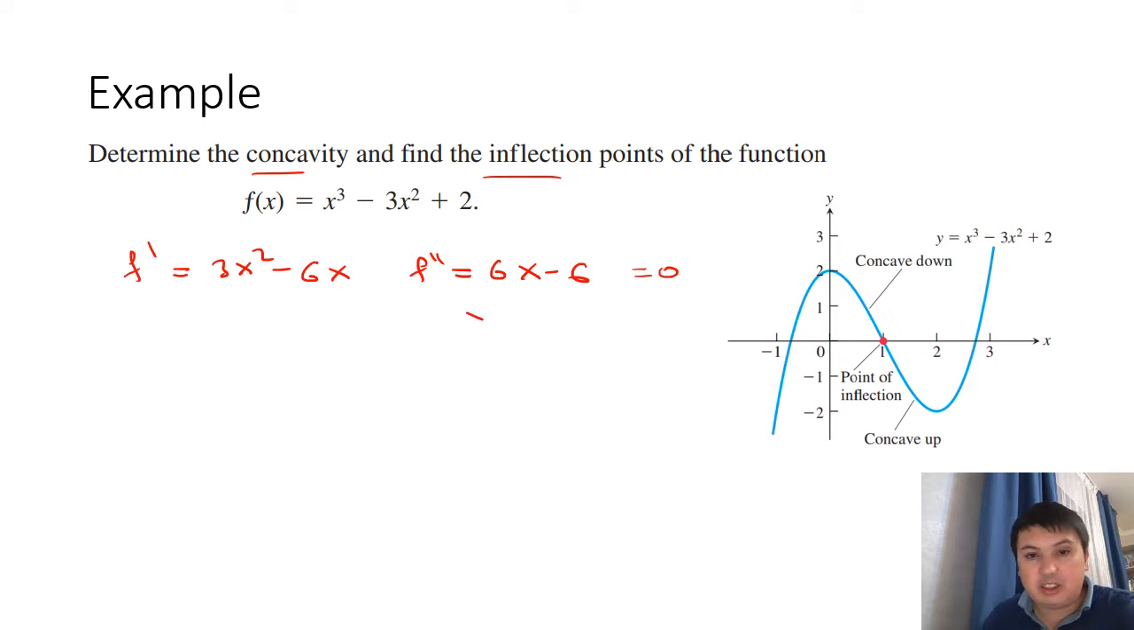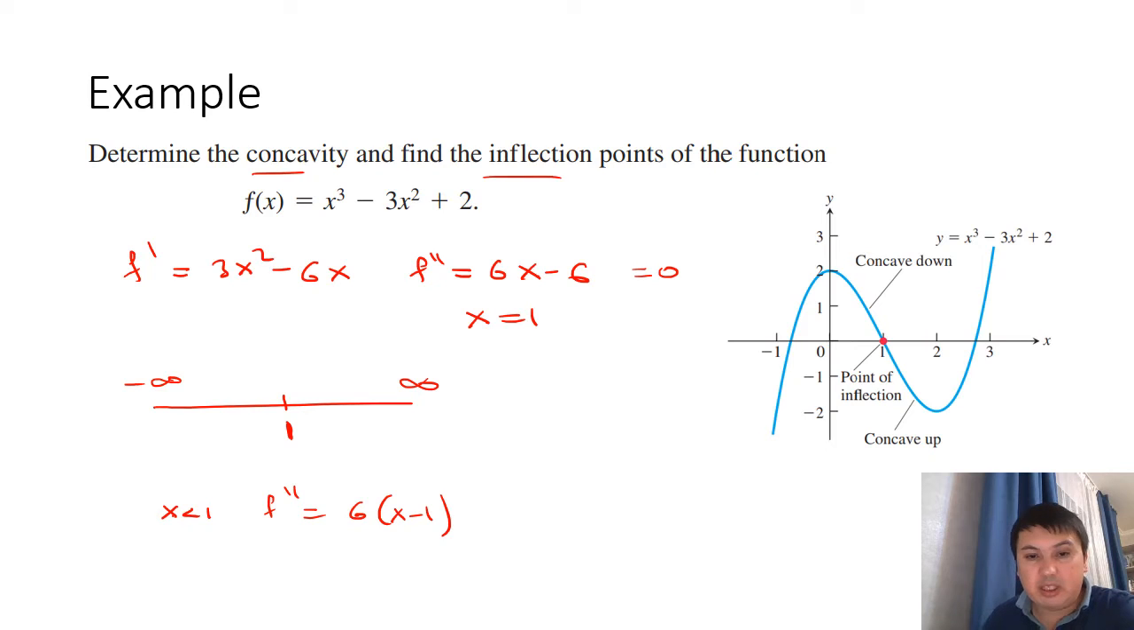Well, we see that this equation is satisfied if x is equal to 1, which means we have to be careful with x equal to 1. We don't have any restriction, so we assume the domain is from minus infinity to infinity, and we have 1 somewhere, right? Now, if my x is less than 1, what happens to f double prime, which is 6x minus 6?